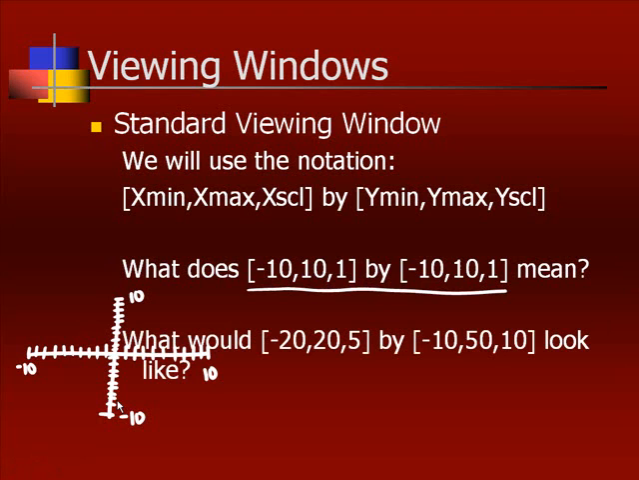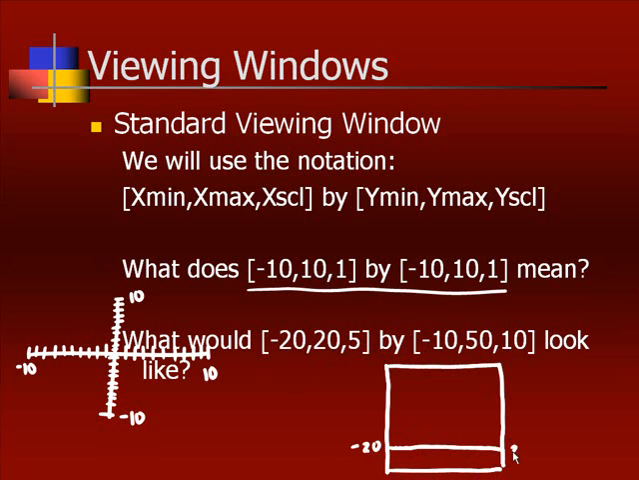Now, if we gave you something like that, negative 20, 20, 5 by negative 10, 50, 10, what would that look like? Okay? Let's draw our little box here, because this is on your calculator. You're going to see a little screen. That means that your x values go from negative 20 to 20, and your y values go from negative 10 to 50. So I'm going to start it back here just because I know that this is going to be negative 20, this is going to be 20, and that's going to split that right down the middle.